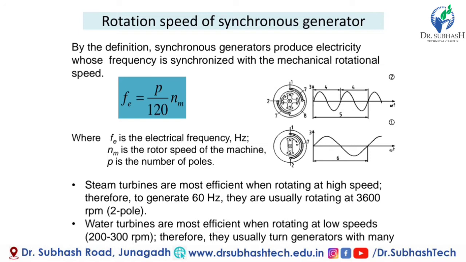By definition, the synchronous generator produces electricity whose frequency is synchronized with the mechanical rotational speed. We know that the frequency of the generated voltage depends upon the number of field poles and the speed at which the field poles are rotated. One complete cycle of voltage is generated in an armature coil when a pair of field poles passes over the coil.